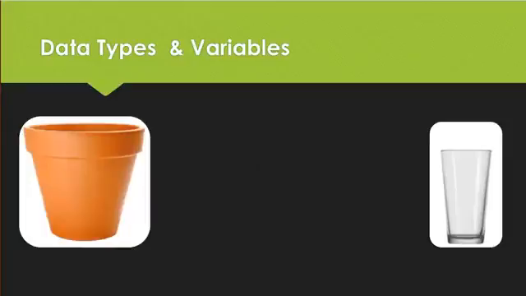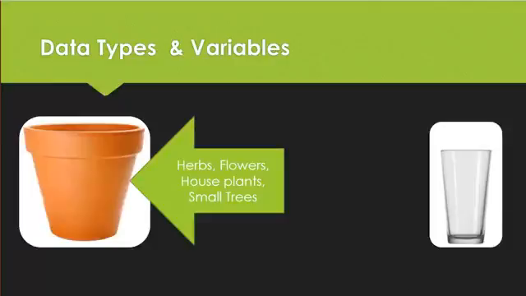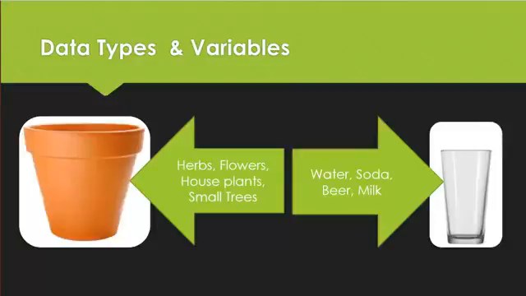As we mentioned in the previous lesson, variables are simply named locations in memory which store data of a certain type. And for this analogy, I have two containers. A variable is sort of like a container because it holds a value. The container on the left, the flower pot, holds herbs or flowers or houseplants, maybe small trees. The container on the right, a drinking glass, holds water or soda or beer or milk. The idea is that while they're both containers, they hold different things because their purpose is different.